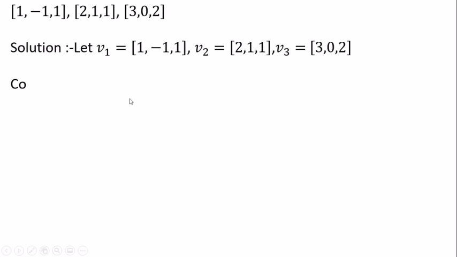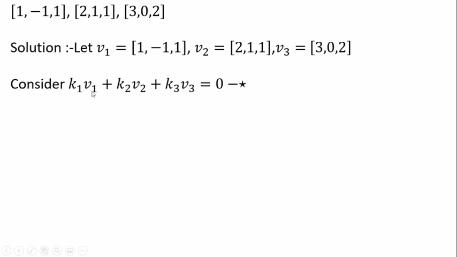Now we'll write one equation, that is k1 v1 plus k2 v2 plus and so on up to kr vr is equal to 0. But since here we have only v1, v2 and v3, we'll write only k1 v1 plus k2 v2 plus k3 v3. Otherwise our definition is for r vectors. Here r is 3, so we have 3 vectors, and the right hand side is 0, where the zero vector contains 3 elements.